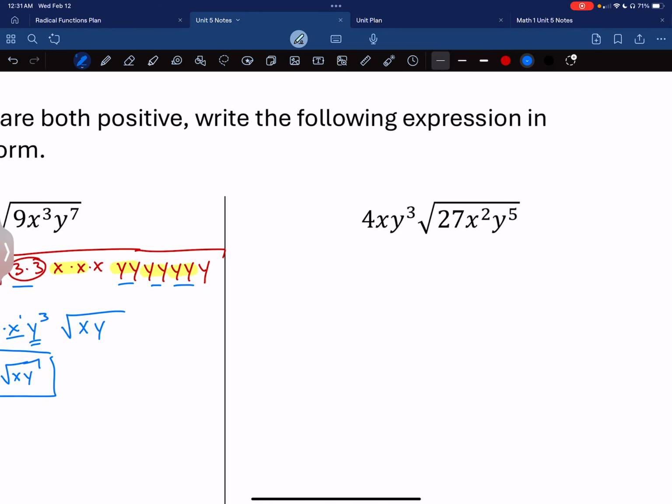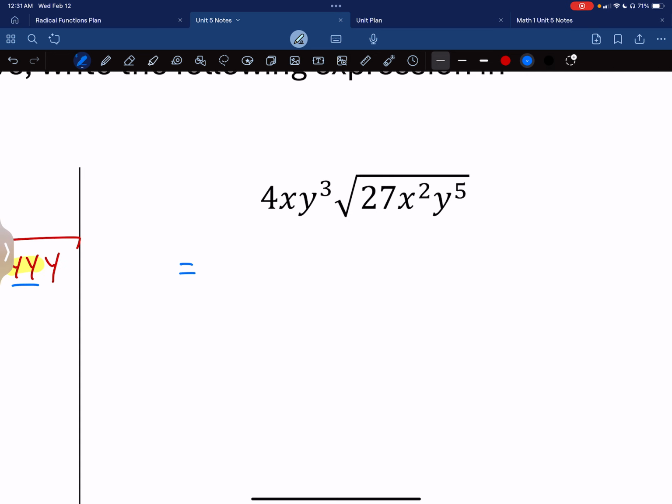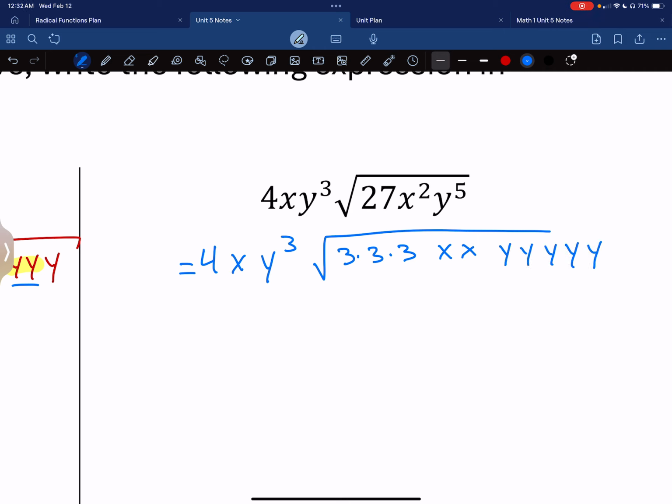Same thing here. So I'm going to rewrite this. I have 4 times x, y to the third power. Inside my square root, I can rewrite 27 as 3 times 3 times 3. I would have 2 x's and 1, 2, 3, 4, 5 y's. Looking for pairs, I have a pair of 3's, I have a pair of x's, and 2 pairs of y's that I can pull out. So let's go and write that now.